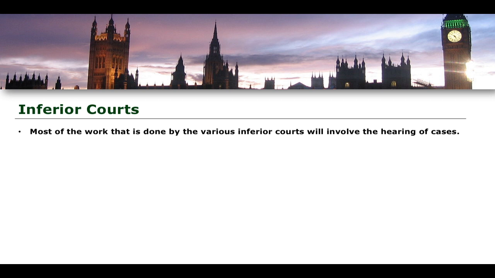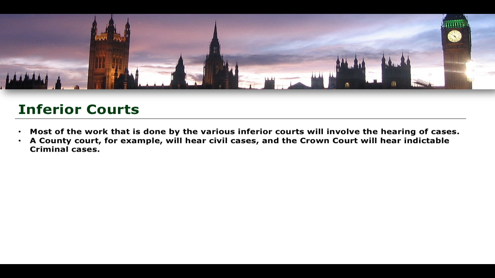Most of the day-to-day work done by the inferior courts will involve the hearing of various different cases. A county court, for example, will hear civil cases. The Crown Court will hear indictable criminal cases. Indictable criminal cases, for those of you who don't know, is a delineation between indictable and non-indictable or summary offences, which essentially delineates between the Crown Court and the magistrates. We looked at that when we took some introductory examinations of the criminal justice system when we did criminal law.